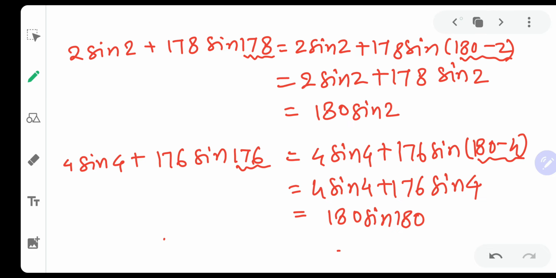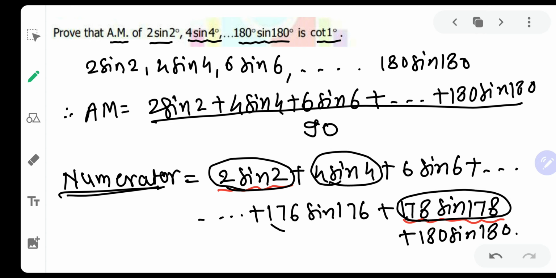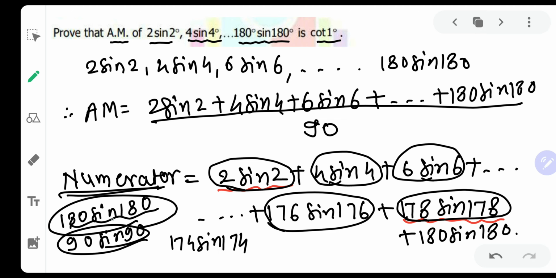Let us see once again about the numerator. 2 sin 2 will have a pair with 178 sin of 178. 4 sin 4 will have a pair with 176 sin of 176. 6 sin 6 will have a pair with 174 sin of 174. So only two numbers will remain which won't have a pair. One is the last number 180 sin of 180 and one is the middle number which is 90 sin of 90. Both will remain.